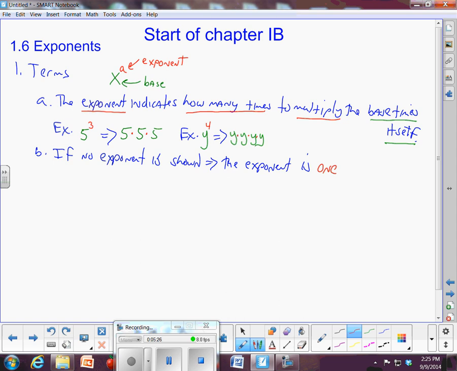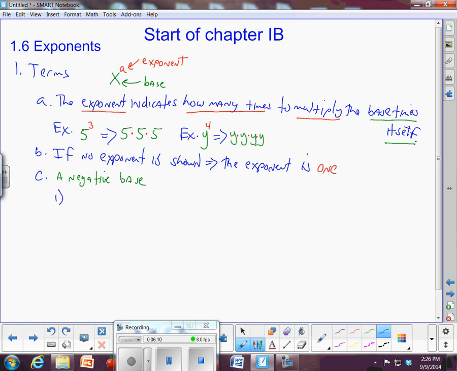Okay? C. Let's deal with situations where the base is negative. So C, a negative base. When we have a negative base, there's the aspect of what is the exponent. The exponent can be either even or odd. And so there are two possibilities with a negative base. And that's what we want to take a look at here, the two possibilities.